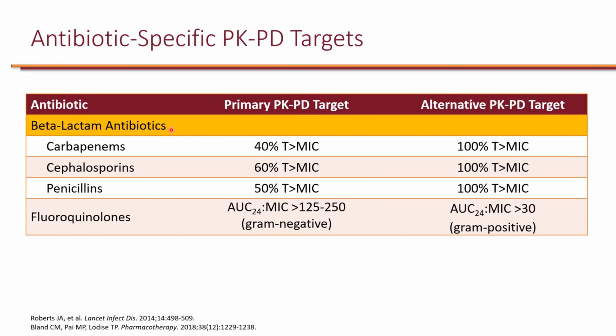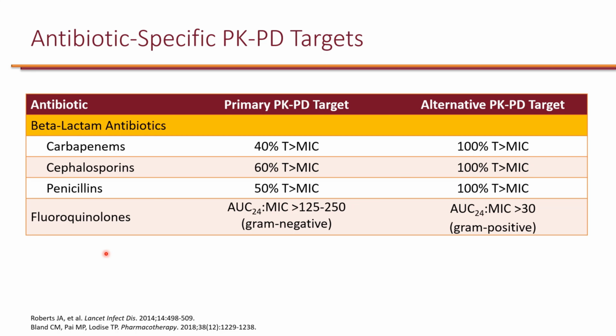Now here you can see that the PK/PD target for beta-lactams is time above MIC. For carbapenems specifically, you need time above MIC for at least 40% of the dosing interval to get bactericidal activity, whereas for cephalosporins, at least 60% of the dosing interval is required. For penicillins, it is 50% time above MIC. Now it is also alternatively proposed that time above MIC is best increased to 100% of the time, especially in critically ill patients, in order to maximize the efficacy of these beta-lactams.